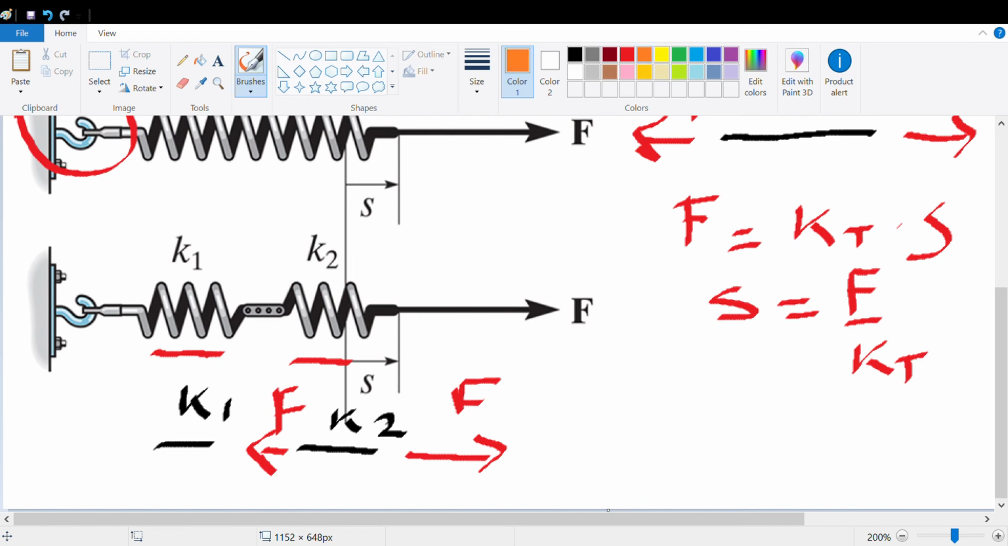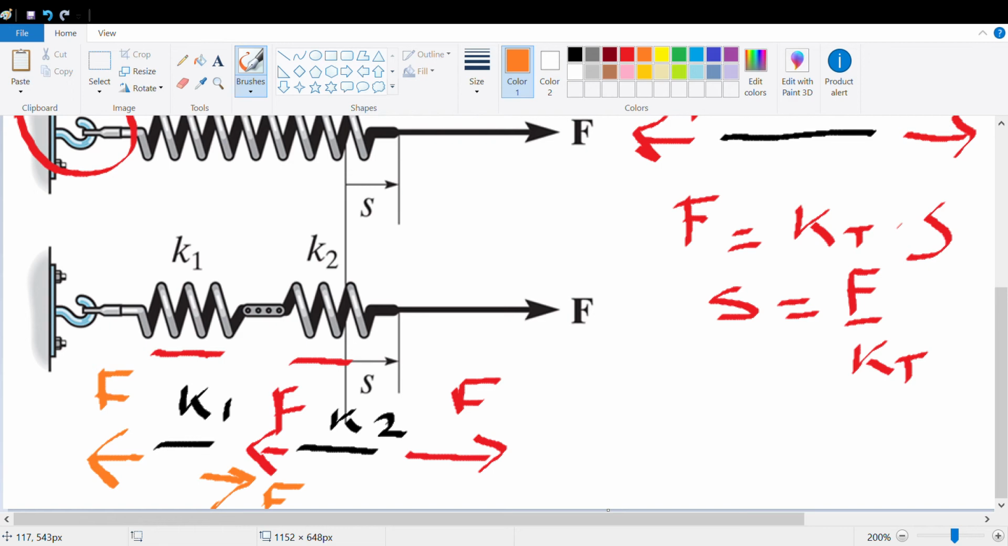So K1, I'll draw it in orange, is also subject to F. And this is because of the third law of Newton, action and reaction. So then on the left side of K1, the hook is also subject to F. So the force here is exactly the same as in the first case, it is F everywhere.